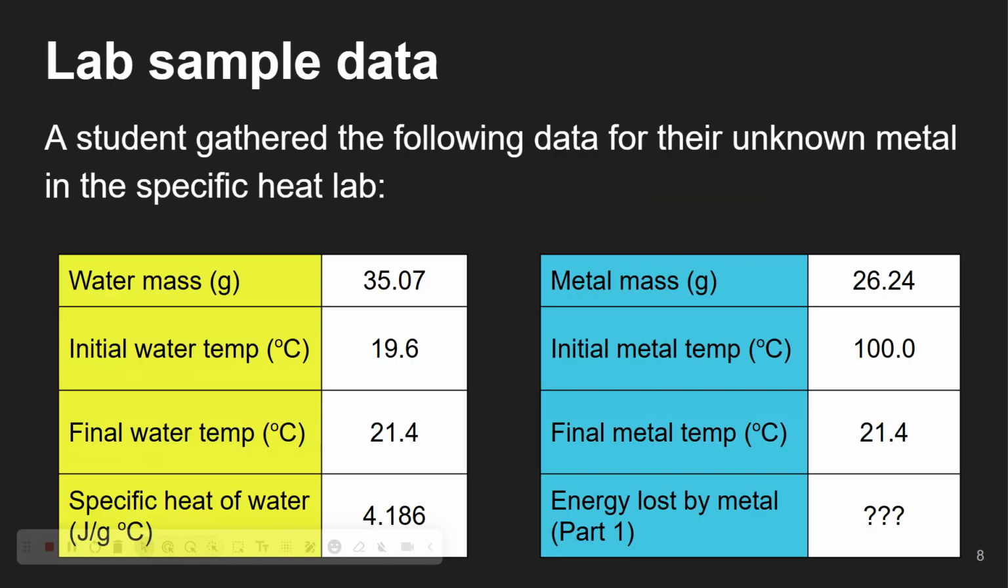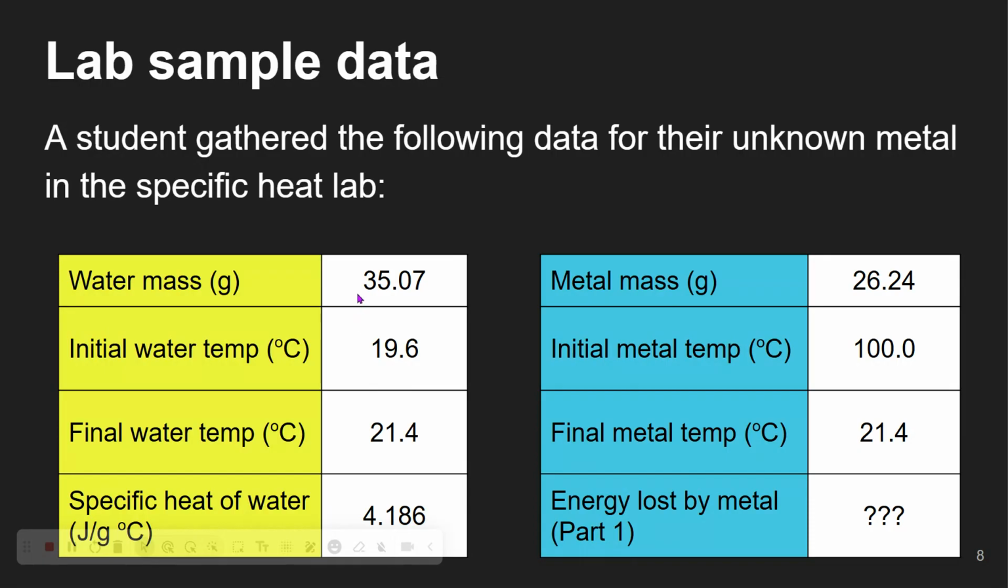Here we have some sample data. These may not match your data, but hopefully they will help you to work through the problem. So let's walk through it. In yellow on the left, we have the mass of the water. Now this is the mass of the water in the calorimeter. And we have the initial temperature of the water in the calorimeter, which was approximately room temperature.